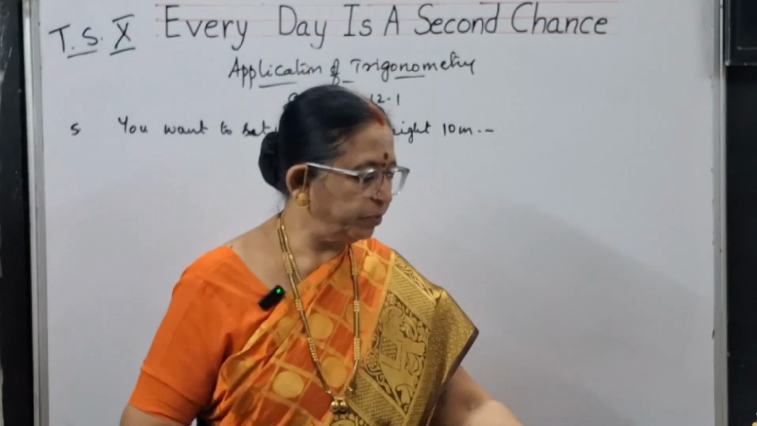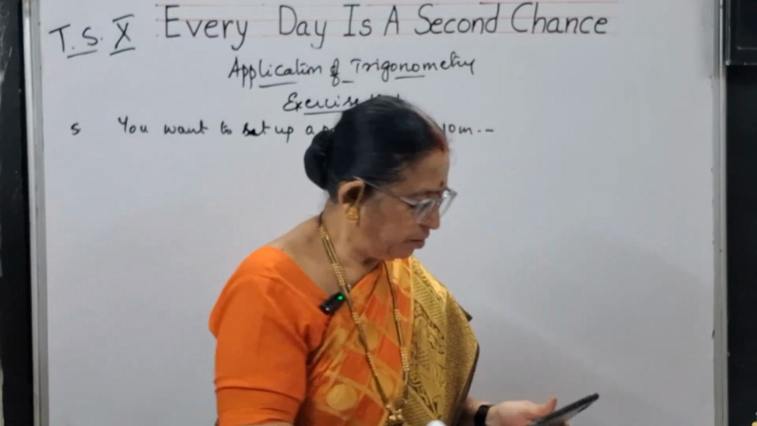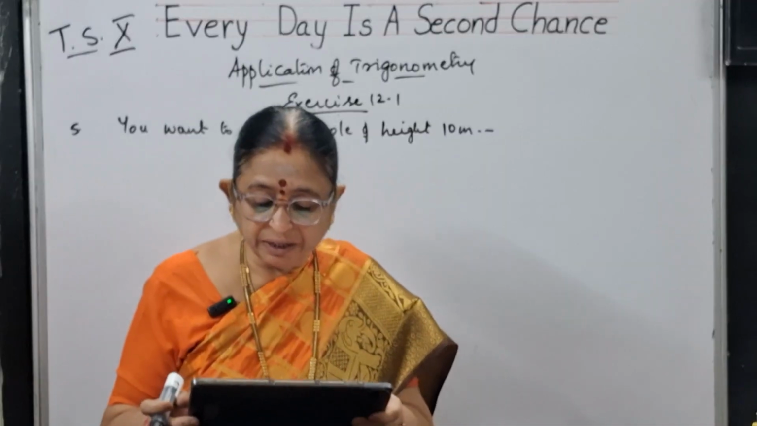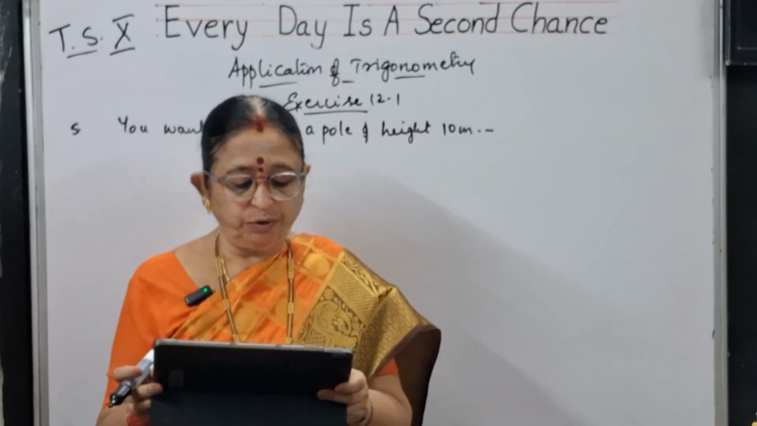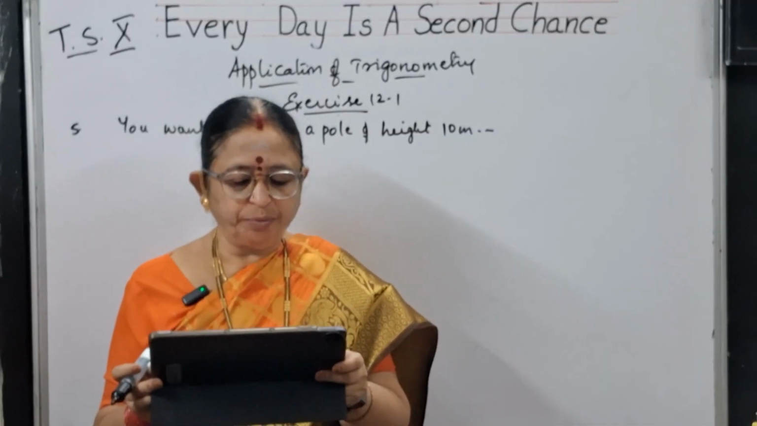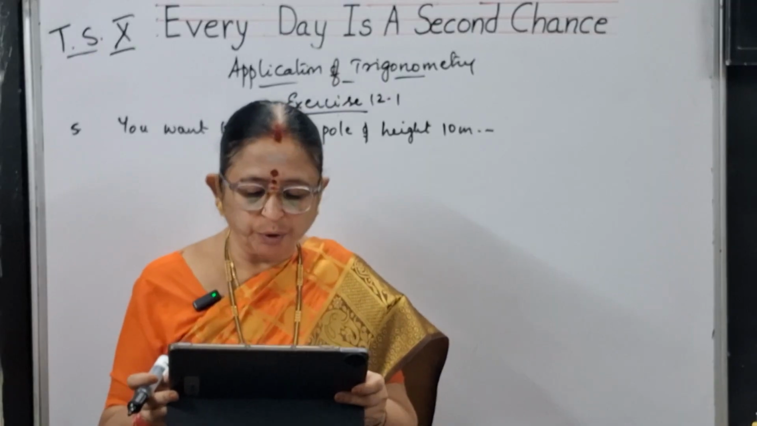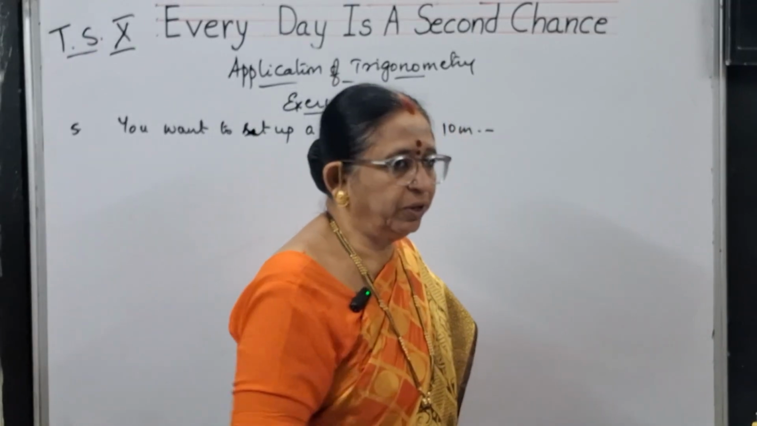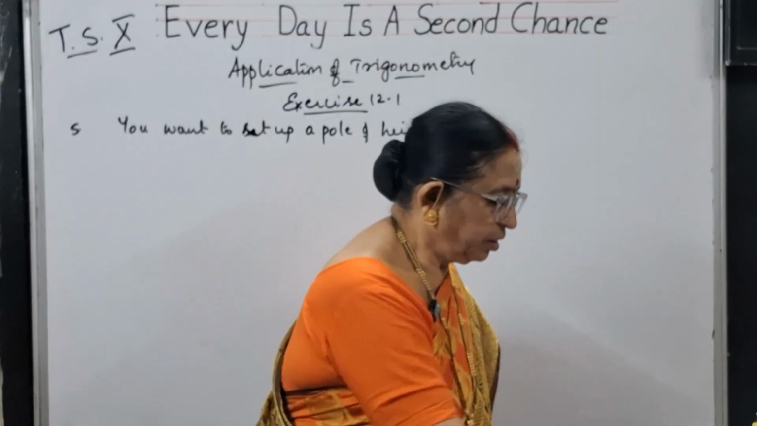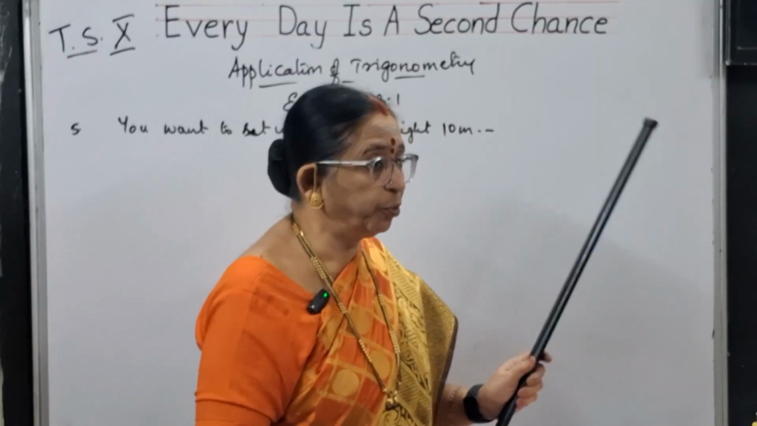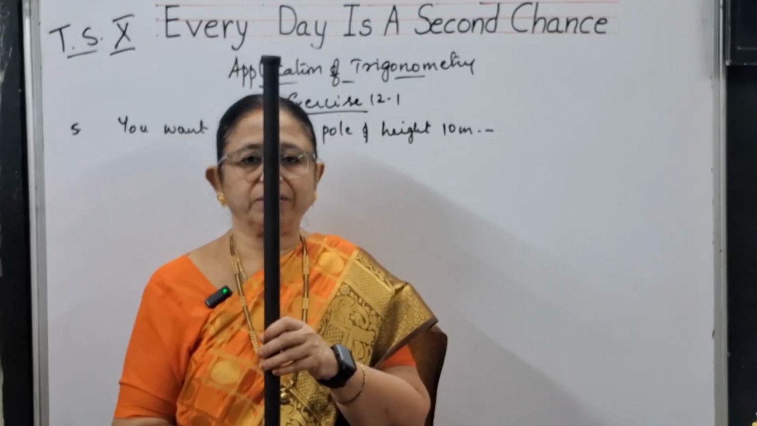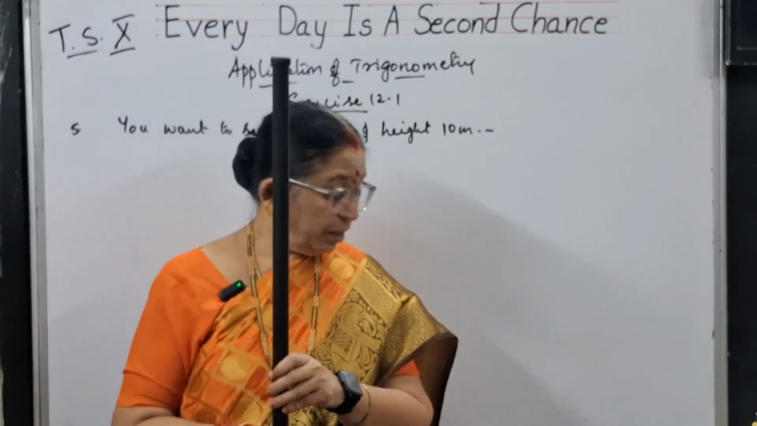Now, fifth problem, children. You want to set up a pole of height 10 meters vertically with the support of 3 ropes. Each rope has to make 30 degrees with the pole. What should be the length of the rope? So you understand, children. See, here a rope is there, a pole is there. A pole whose length is 10 meters. It has to be kept.